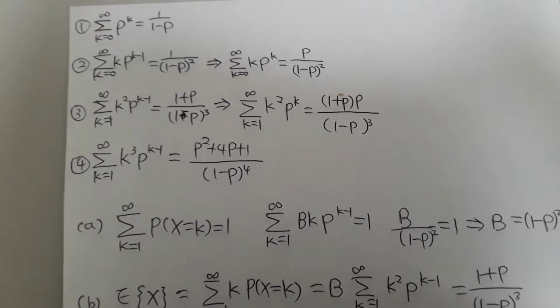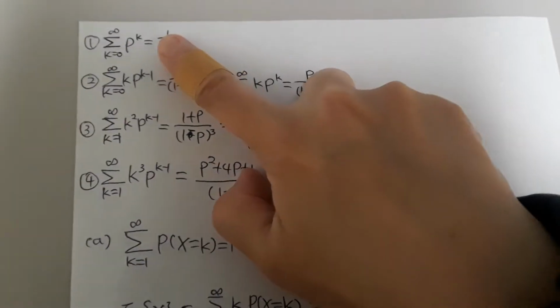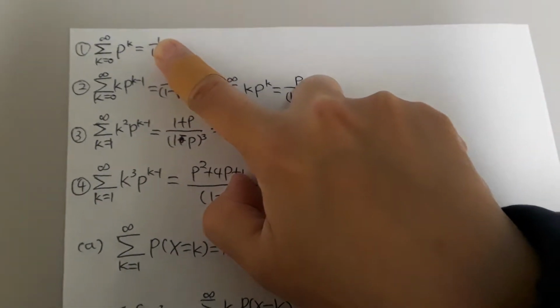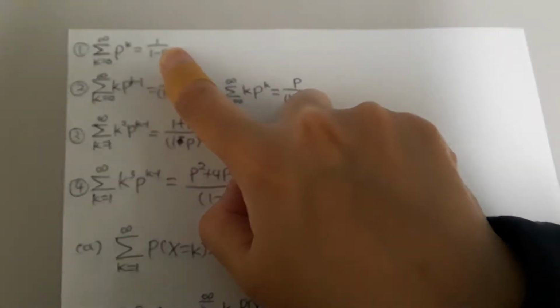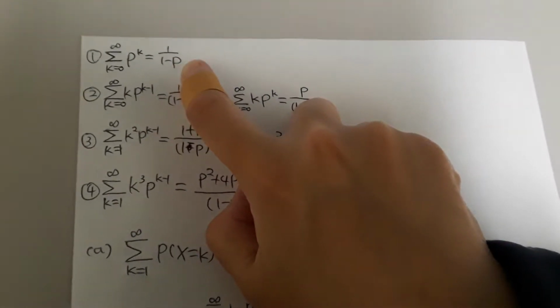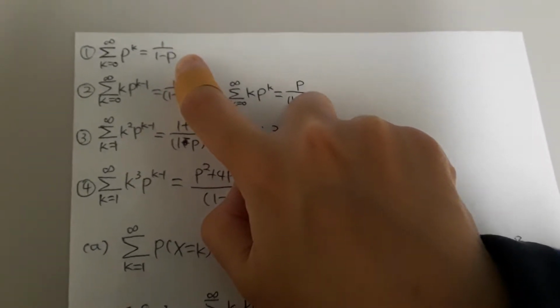First, let's look at several general cases, which is the sum of p to the power of k from k equals 0 to infinity, and this equals 1 over 1 minus p. This is the sum of a geometric series.